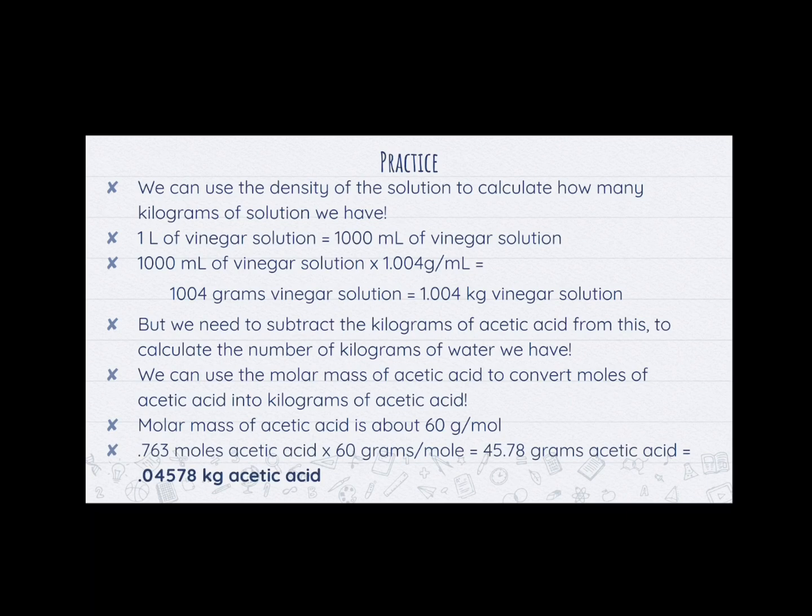0.763 moles of acetic acid, which was given in the question, times 60 grams, which is your molar mass, gives me 45.78 grams of acetic acid. If I divide that by 1,000, it converts to kilograms. So I have 0.04578 kilograms of acetic acid.